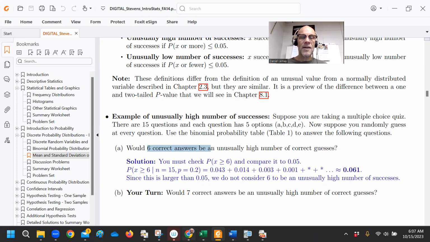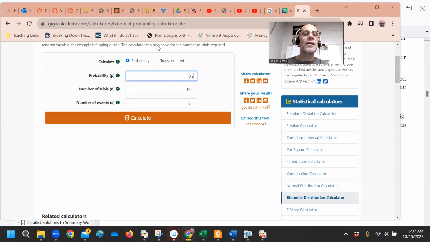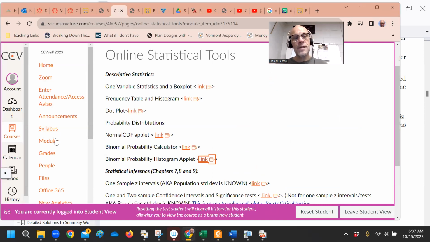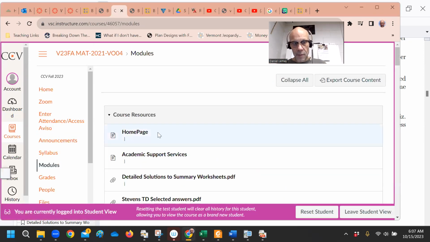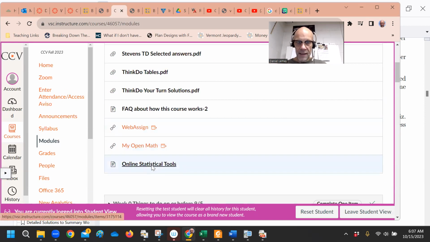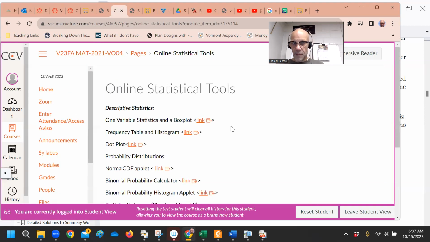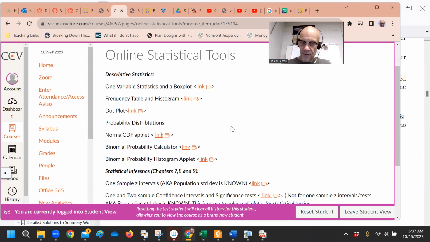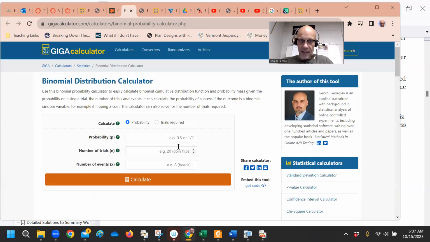So I'm coming back here to Canvas. Let's see, there's the calculator. So in Canvas, if you go to modules and course resources, see that online statistical tools? I've got this page. These are things that people have found over the years that I've just made available to you. And sometimes the websites go down, so I have to change it. Actually, I used to use a different calculator for this, but I like what this GigaCalc calculator does. This takes the place of the tables, and takes the place of the formula. So let's see how this works.